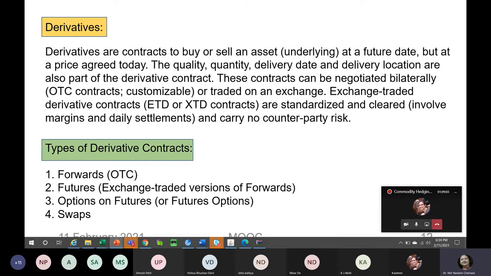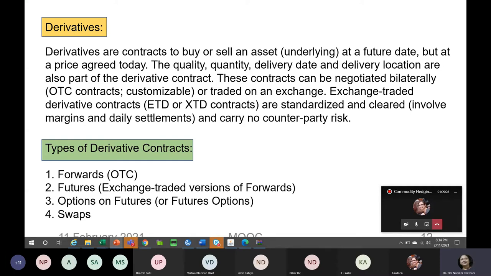Which in this case is a commodity, but you could also have derivative contracts on equity shares. You could have derivative contracts on currencies. You could have derivative contracts on interest rates. You could have derivative contracts on weather. You could have derivative contracts on freight rates. And now for your information, the Chicago Mercantile Exchange has also launched derivative contracts on water.